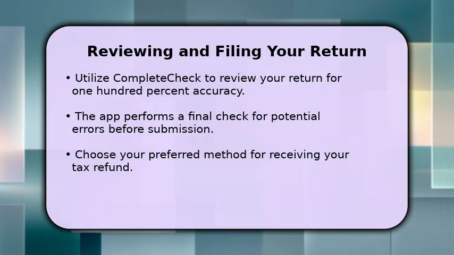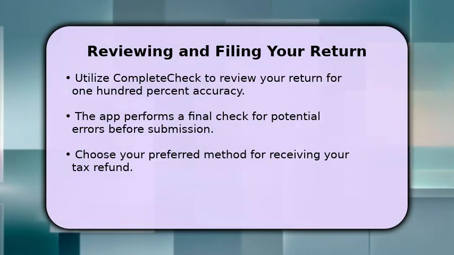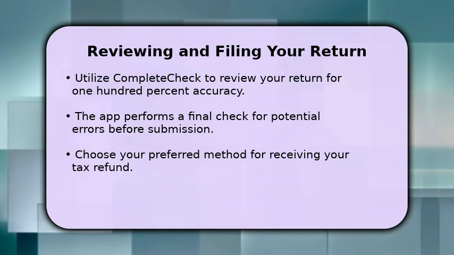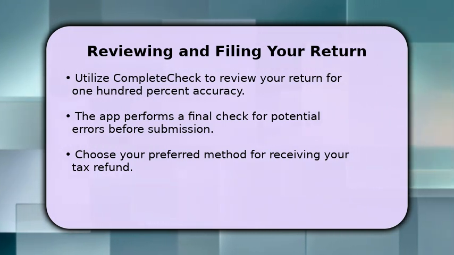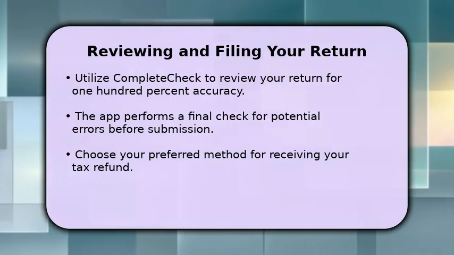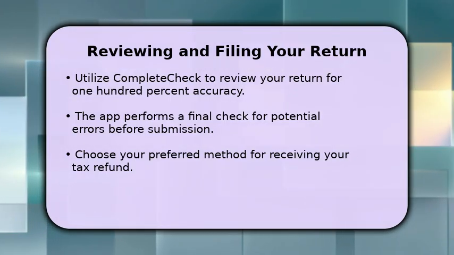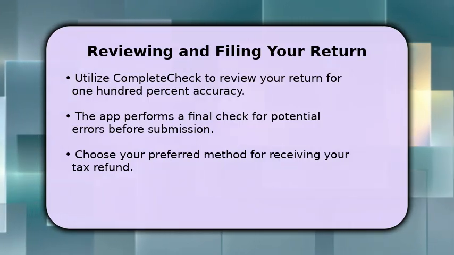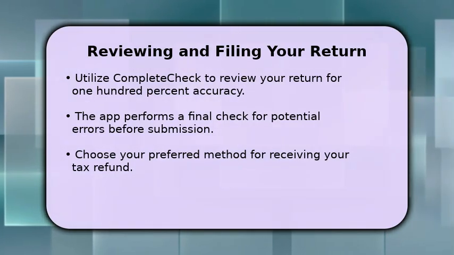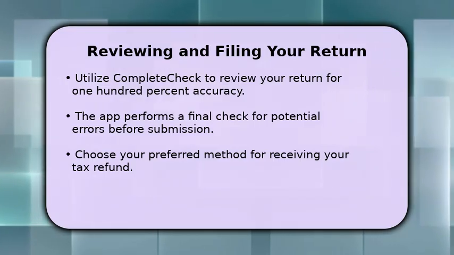Finally, it's time to review and file your return. The TurboTax app features a tool called Complete Check, which meticulously reviews your entire return for 100% accuracy, helping to catch any potential errors. You'll then select how you'd like to receive your refund, with direct deposit often being the fastest option. Once you're confident, you can securely e-file your federal and state returns directly from your mobile device, completing the process with ease.